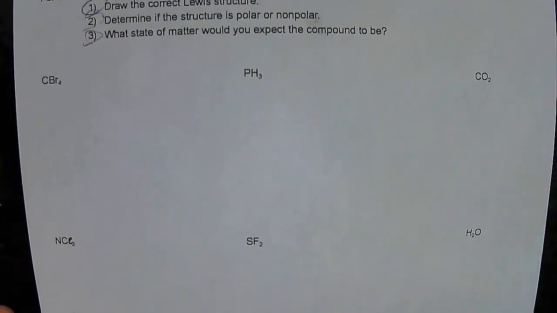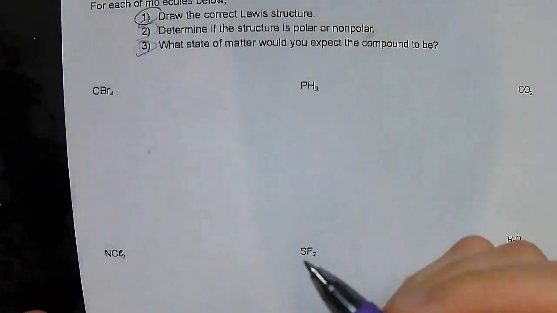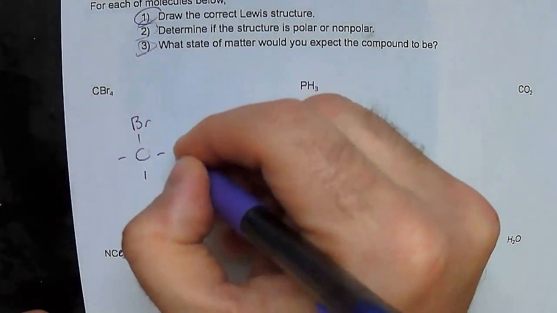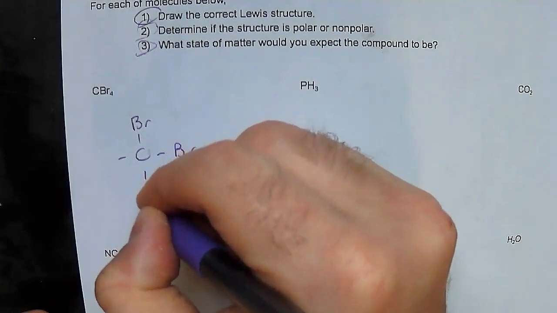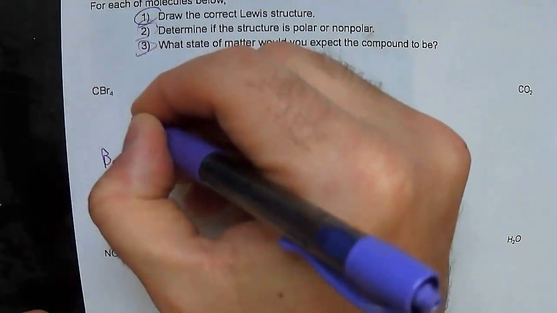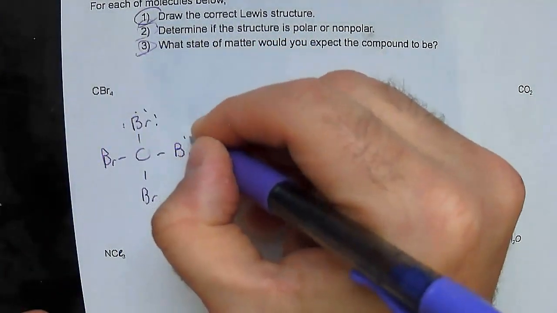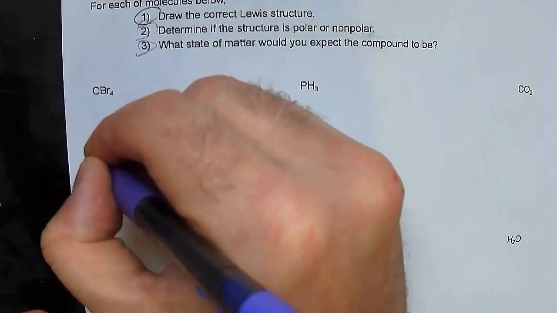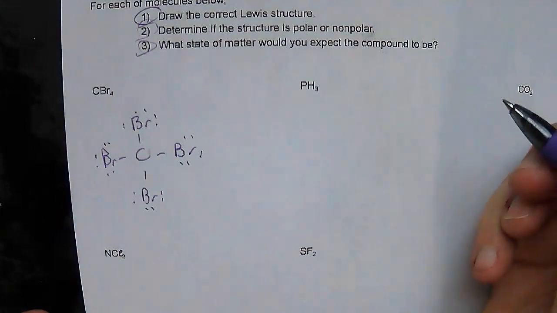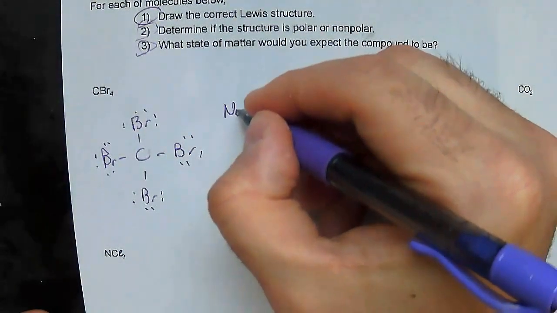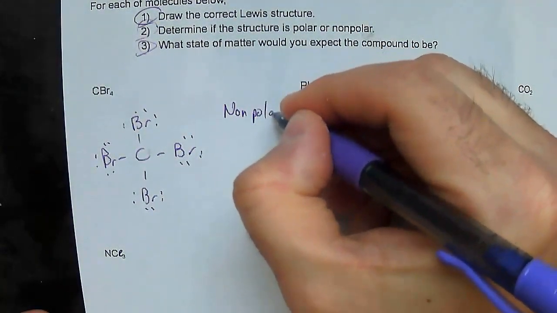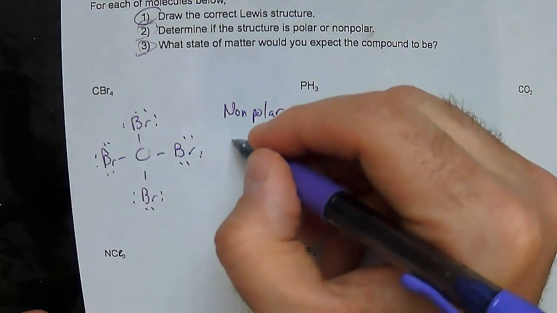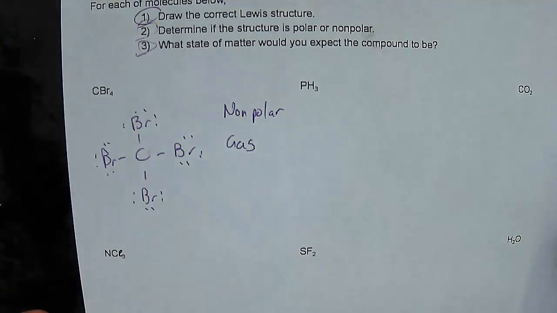Okay, so for CBr4, this is the Lewis dot structure. And again, this is not supposed to be a video on teaching you how to do Lewis dot structures. You can go see some of the previous videos for that. So that's the Lewis dot structure, and this thing is non-polar. And because it's non-polar, we would expect this to be a gas.